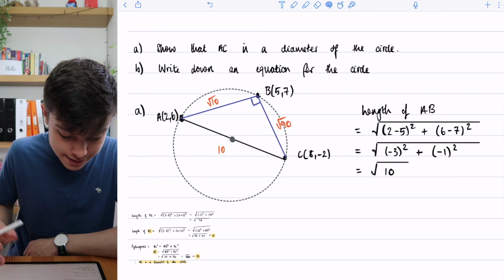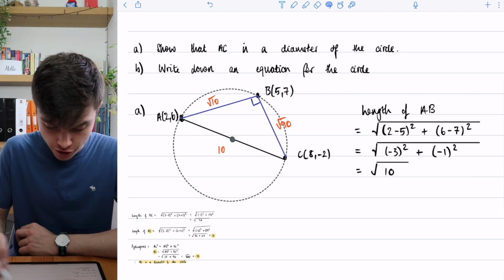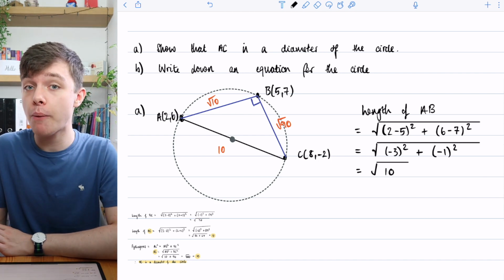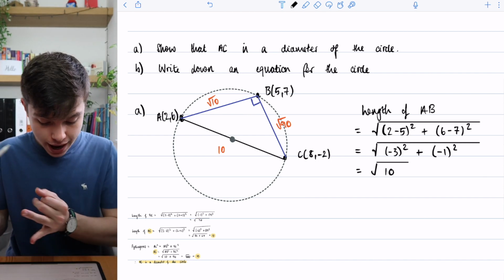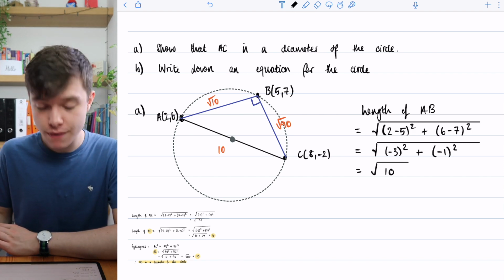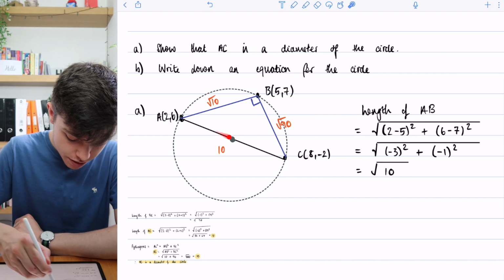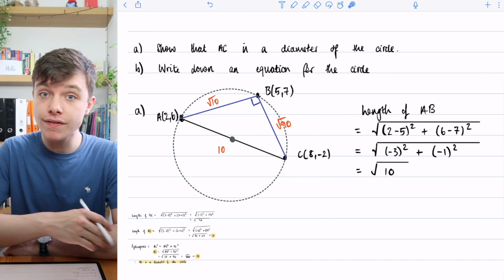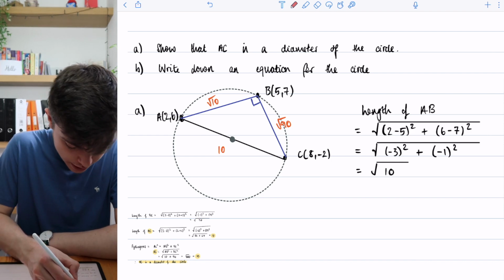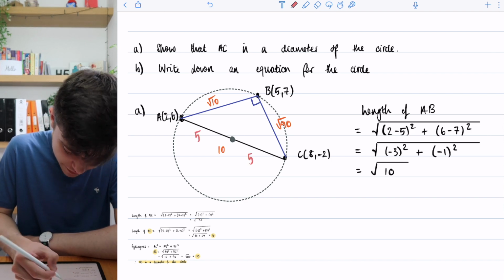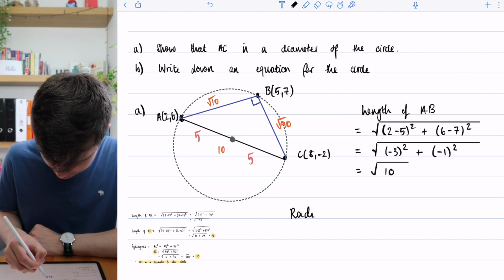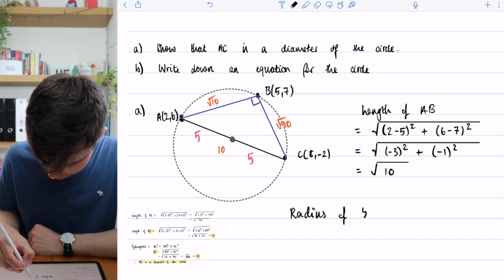Now, part B says write down an equation for the circle. Can we write it down? We need the centre and we also need the radius, okay? I can work out the radius because we know that the diameter is a length of 10. So to work out the radius, I'll just divide it by 2. So this part must be 5 and that part must be 5. So we have a radius of 5.